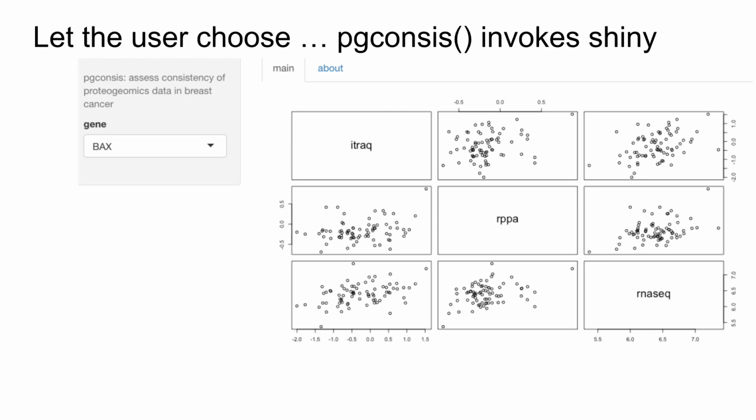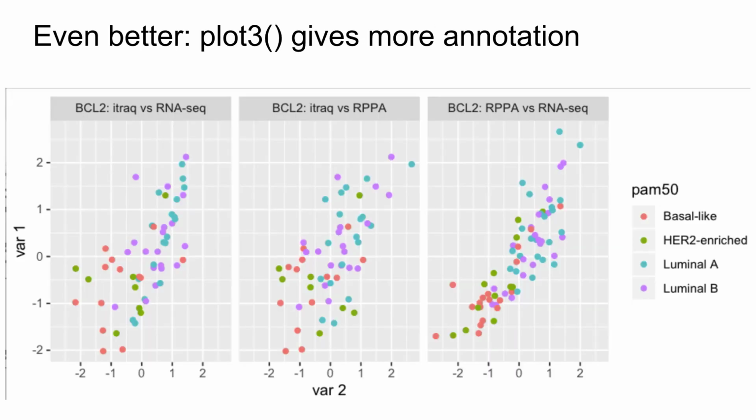I think it's easy enough to understand how this works. It's a list of genes, and when you pick a different gene, you get a different plot. Now, another embellishment would be to put some statistics here, and this pairs function is not particularly good at enabling people to annotate the data. So here's something that's a little better.